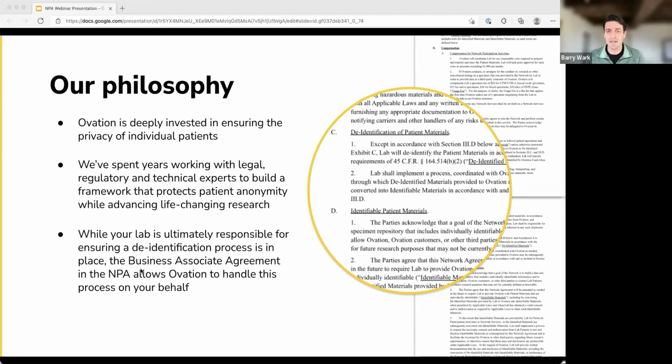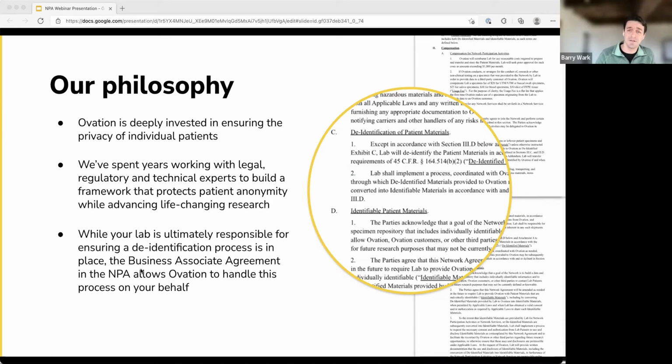In that section, you'll note that it's your lab's responsibility to ensure there's a process in place to de-identify patient specimens and information in accordance with federal requirements. These requirements state that your lab is ultimately responsible. The Health Insurance Portability and Accountability Act, or HIPAA, permits a business associate to de-identify patient information on behalf of a covered entity, such as your lab.